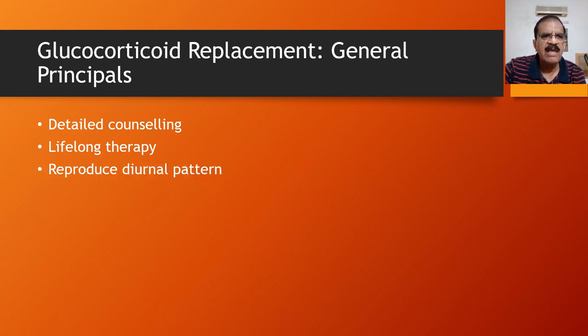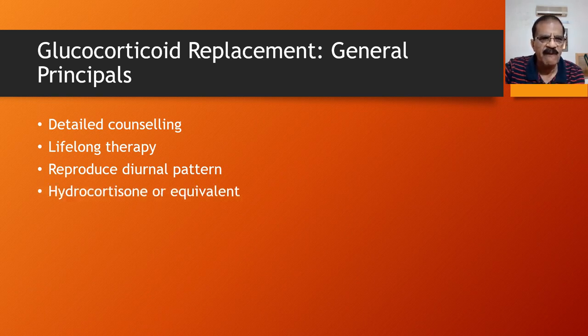Lifelong therapy, and try to reproduce the diurnal pattern. That means we give a slightly high dose in the morning and a low dose in the afternoon to reproduce the normal physiological diurnal pattern. Hydrocortisone is perhaps the best, but we do not have hydrocortisone available in our country or an equivalent. Luckily, any steroids like prednisolone or dexamethasone or beclomethasone, whatever steroid is available, you can prescribe in the equivalent dose.